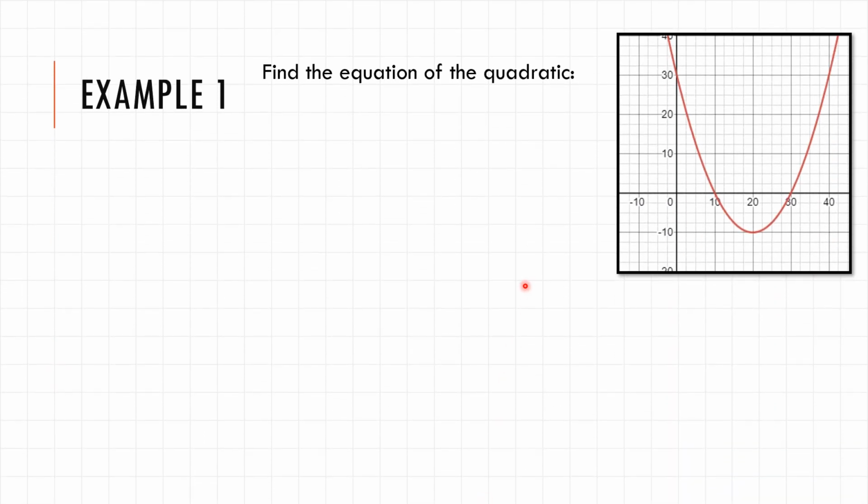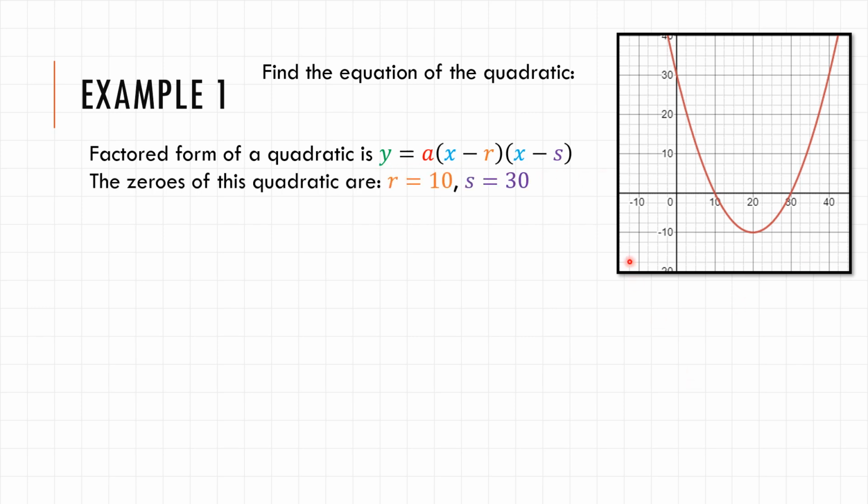For example, if we wanted to find the equation of this quadratic, we would just notice that this is the factored form of a quadratic. I can see 2 zeros here, one here at 10 and one here at 30. I can also take any other known point. I could take this one up here, 0 and 30. I could take this one down here, 20 and negative 10, any one that I want.